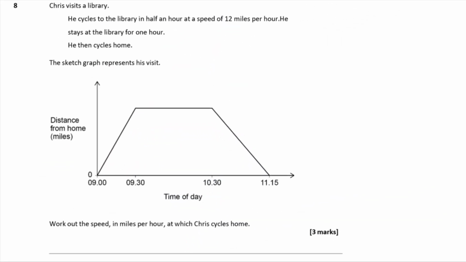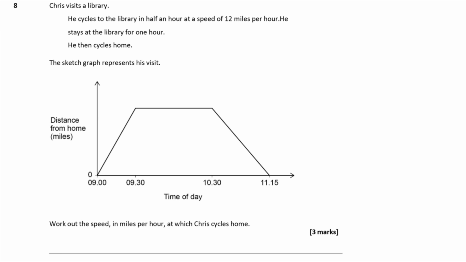Question 8. Chris visits a library. He cycles to the library in half an hour at a speed of 12 miles per hour. He stays at the library for 1 hour. He cycles home. The sketch represents his visit. Now this is a distance-time graph, isn't it? Because we've got distance on the y-axis and time on the x-axis. Work out the speed in miles per hour at which Chris cycles home.